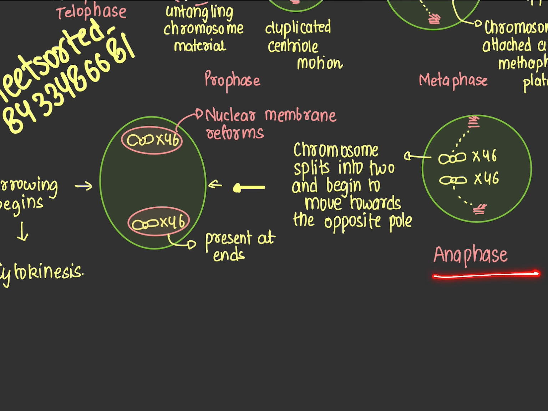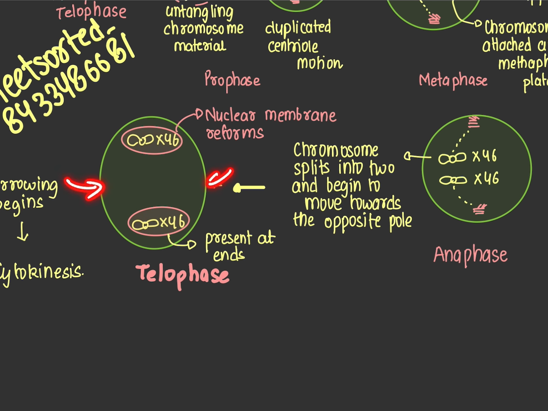The next is anaphase. The spindle fiber splits it up and the two parts move towards the two opposite poles. This is going to move upward and this is going to move downward. Hence, in the last, telophase, this here is telophase. In telophase, the nuclear membrane reappears and we can see that we have two nuclei of 46 chromosomes each.